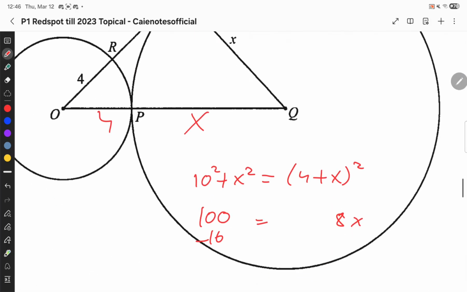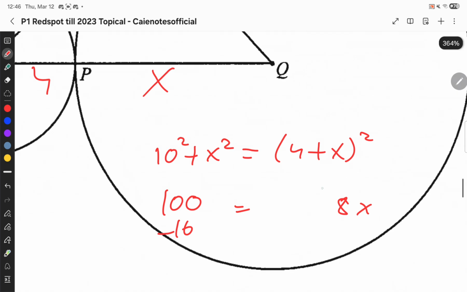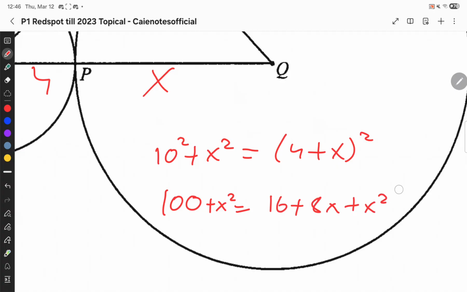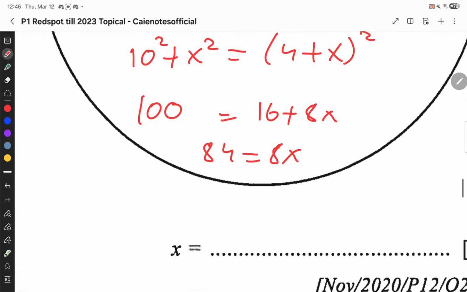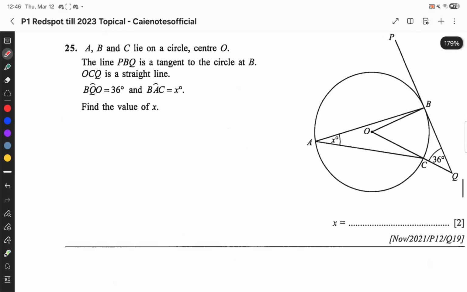So 10 squared minus x squared is equal to this quantity 4 plus x. This is 100 plus x squared equals 16 plus 8x plus x squared. X squared cancels on both sides. You move 16 over there. 100 minus 16 is equal to 84, which equals 8x. 84 divided by 8, sorry, and x is 10.5 as the answer. Very weird, I know.